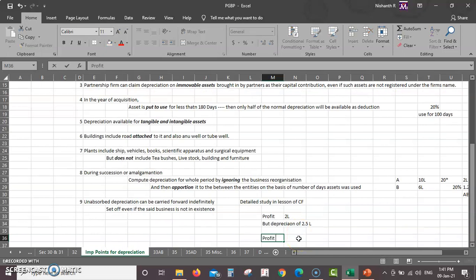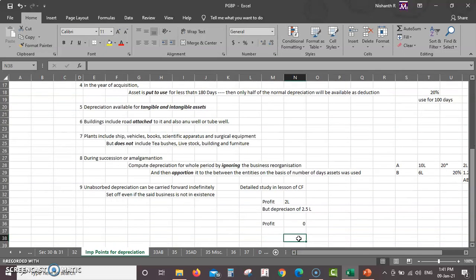Profit will be 0. Right? But a balance of depreciation remains at 0.5 lakhs. Now this 0.5 lakhs is your unabsorbed depreciation. This you can carry forward indefinitely. It can be set off even if this business does cease to exist. Alright? You'll have a detailed study in the carry forward and set off chapter. Don't worry. So, got all the important points?